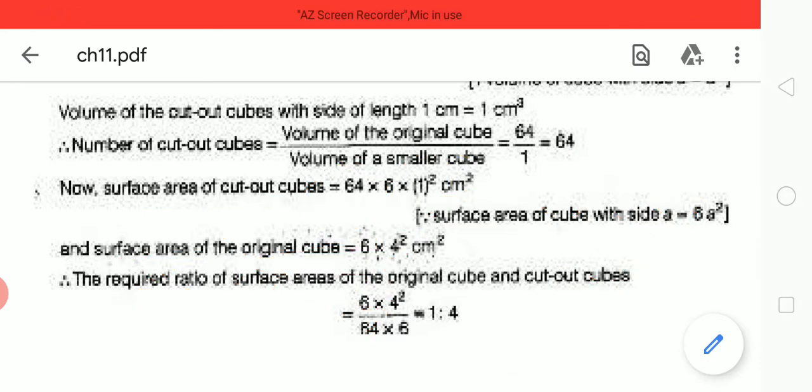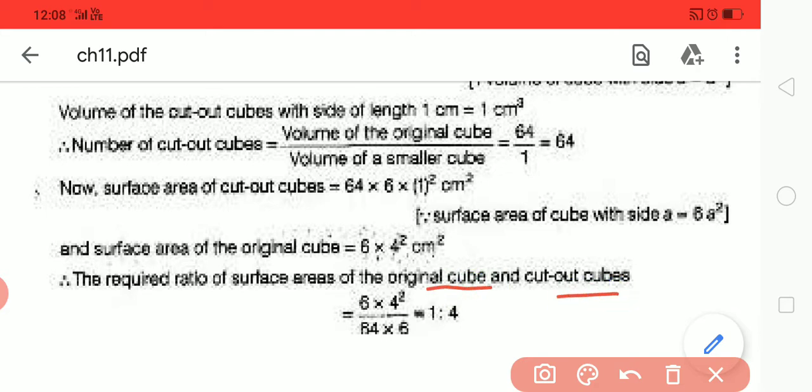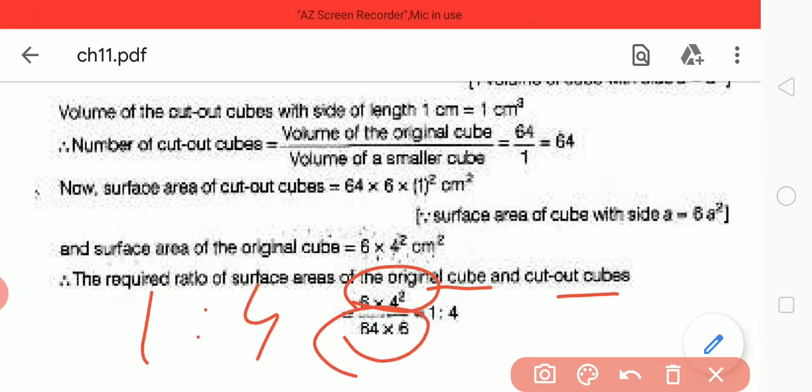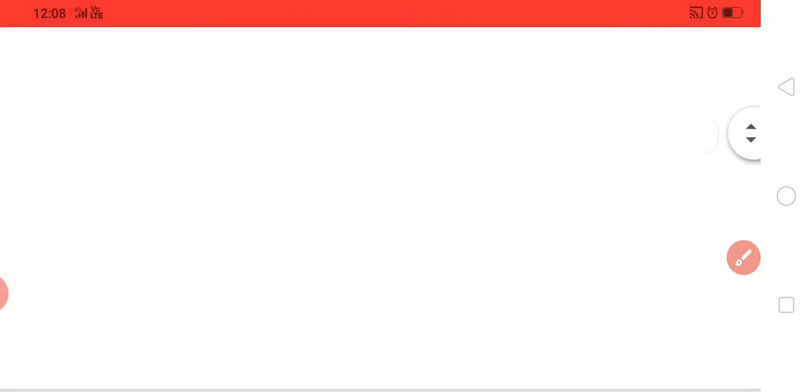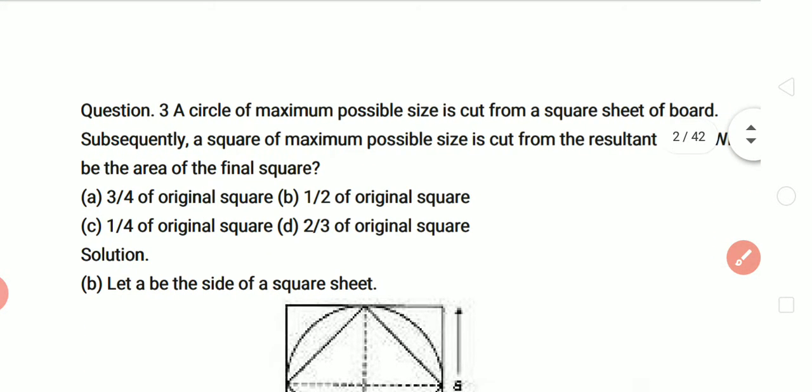Now you have to find the ratio between the surface areas of the original cube and the cutout cubes. So you can write here 6 into 4 square over 64 into 6. After cutting you will get the ratio 1 to 4. So this is the solution of this second question. Come to question number 3.